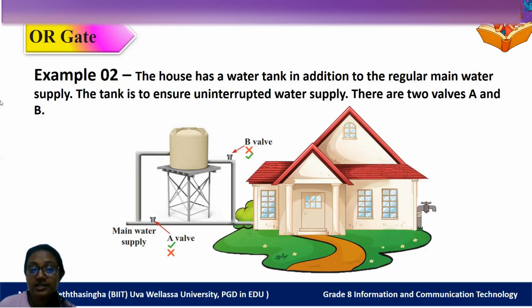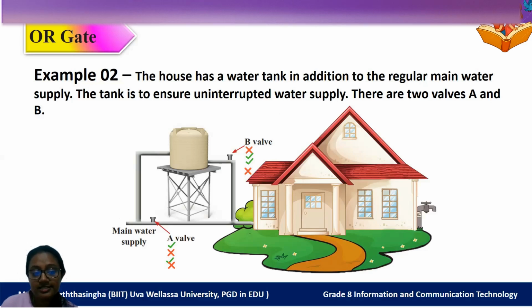Next situation, we can open the main water supply and also we can open the tank. Yes, we can receive water from both sides. Next situation, we are going to close both valve A and valve B, then we don't receive water. Right? We don't receive water.